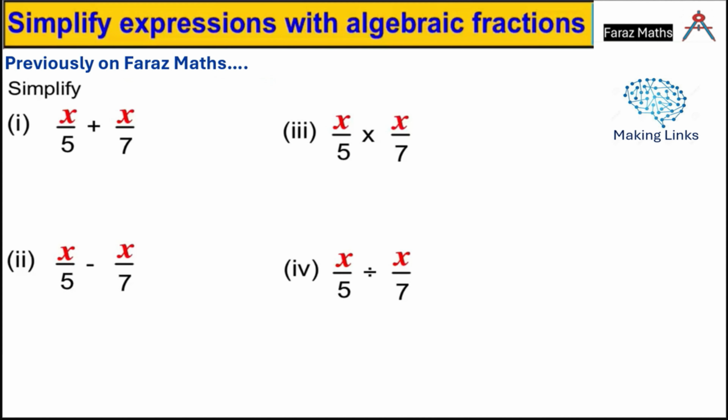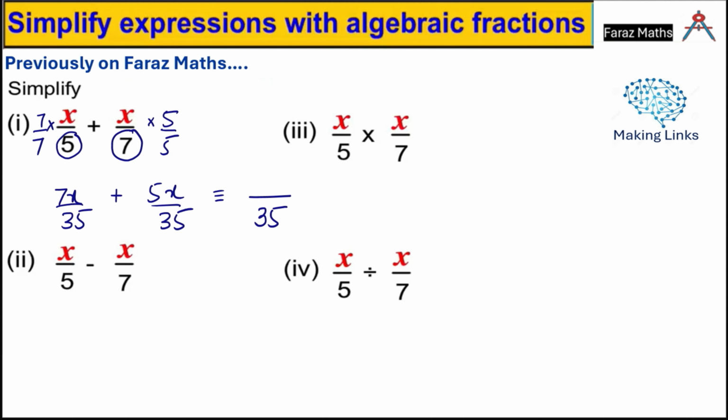x over 5 plus x over 7. Now we have x over there, x over 5 plus x over 7. So what do you have to do? Again, we have to do the same thing and make the denominators the same. In the second fraction, we have 7 there, so multiply the first fraction by 7 over 7. And in the first fraction we have 5 there, so you have to multiply the second fraction by 5 over 5. Now 7x over 35 plus 5x over 35. When denominators are the same, you can add the numerators and keep the denominator the same. So 35 will remain 35 and 7x plus 5x is 12x.